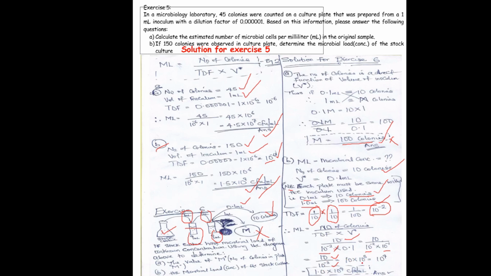10 times 10 raised to the power 3. That will be equivalent to, total will give you 10 raised to the power 4. So when you now change it to standard form of microbial unit measurement, it will be 1.0 times 10 raised to the power 4 CFU per ml.